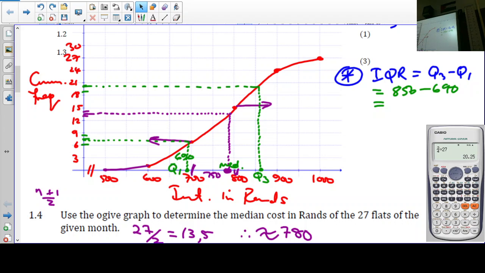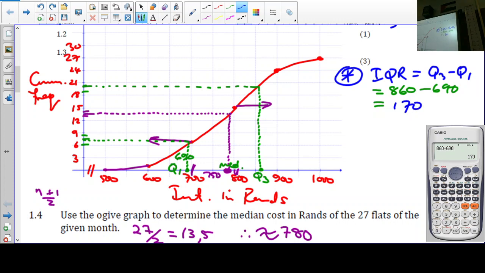This is above 850. So let's go rather than 860. I'm sure I said 860; I wrote down the wrong number there. So I go 860 minus 690. That gives us 170. So my interquartile range here is 170.